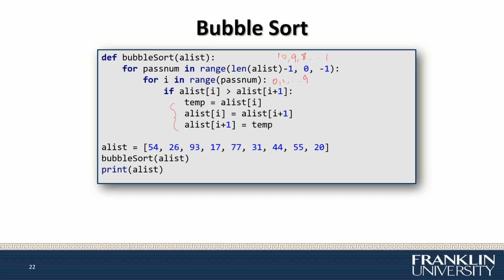Notice that there's a 3 operation. I had to save a list sub i to a temporary variable, and then swap these two: a list sub i equal to a list sub i plus 1, and a list sub i plus 1 equal to 10.